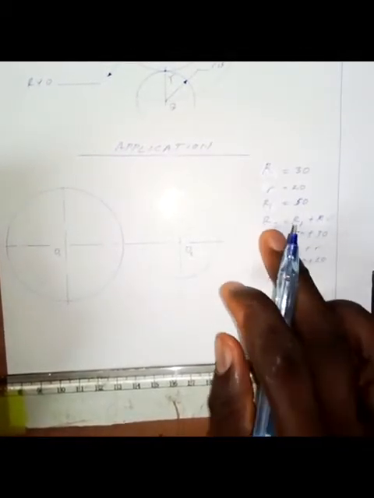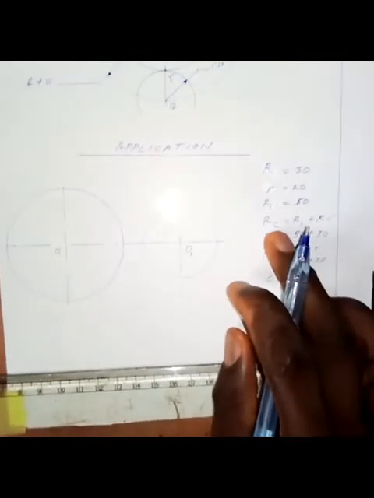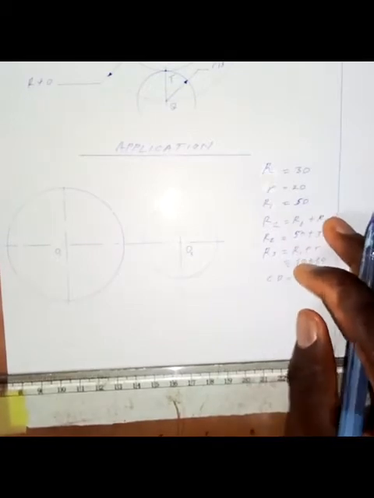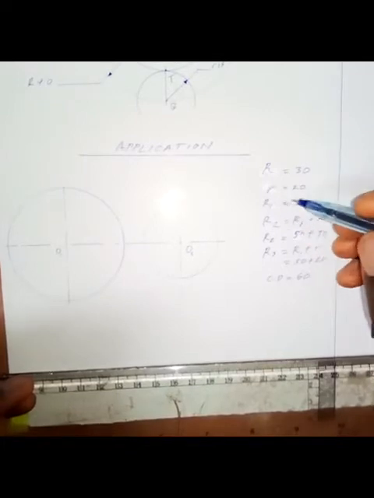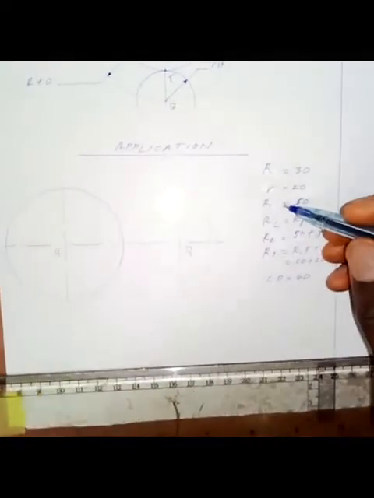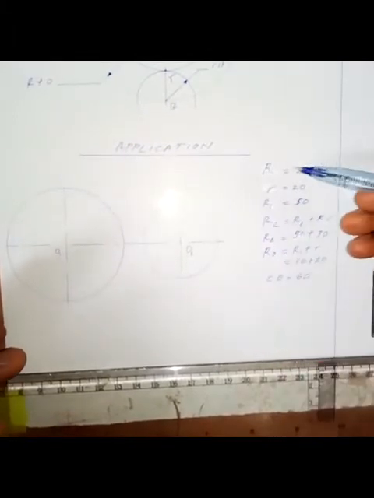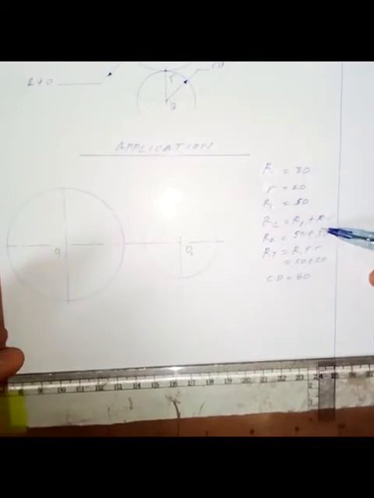Okay, so here we have R2. R2 is the addition of R1 plus R. That is this R1 here. I will explain that later. So this R1 is very important. It will be given in the question. So when it is given to you in the question, you will add the radius of the bigger circle and this R1. You add them together.